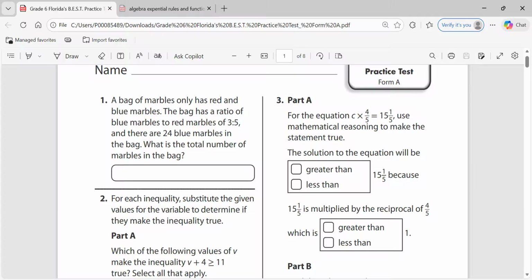Right now, I'm going to be reviewing Form A of your practice test. This might be similar to what you see on the actual sixth grade FAST test. Of course, it won't exactly be the same, but the concepts and standards will all be covered. All right, so number one, let's jump in. First, we're going to read the problems, and then we're going to come up with a plan and execute.